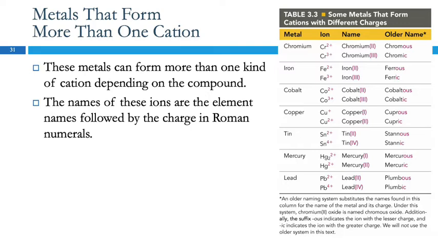Then there are others that form more than one. So here we have to have something in the name that tells us which one we're talking about. So looking at iron here, there's Fe2+ and Fe3+. So the current system, the good system, we're going to use Roman numerals. The older system, they changed the suffix, the ending of the name, and -ous meant the lower charge and -ic meant the higher charge. So if you see anything like that, just go look them up, but you do not have to know these names. But we use Roman numerals.